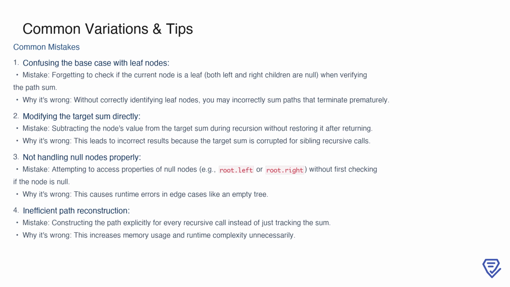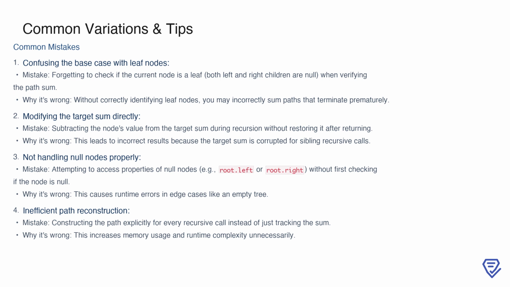Next, be careful not to modify the target sum directly during recursion. Subtracting the node's value from the target sum without restoring it after returning can corrupt the sum for sibling recursive calls, leading to incorrect results. Another mistake is not handling null nodes properly. If you try to access properties of a null node, such as root.left or root.right, without checking if the node is null, it can cause runtime errors, especially in edge cases like an empty tree.